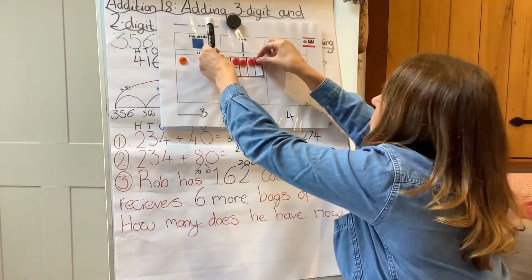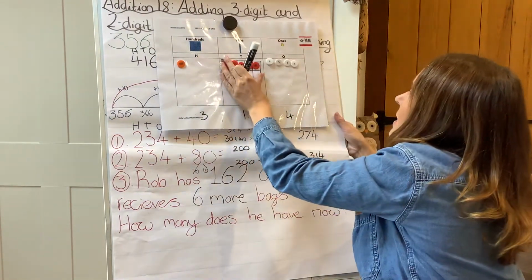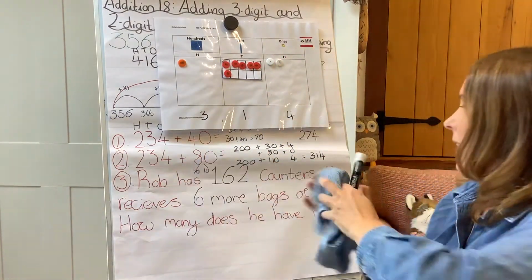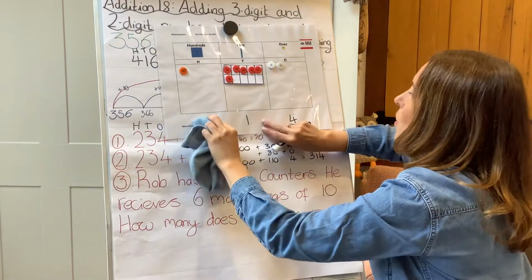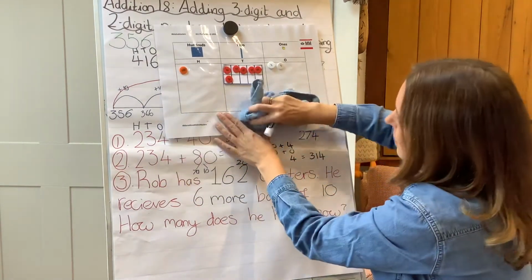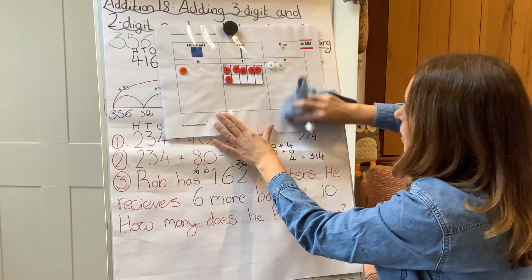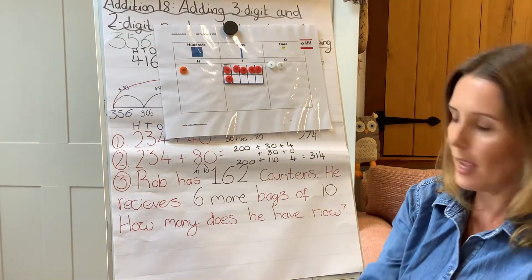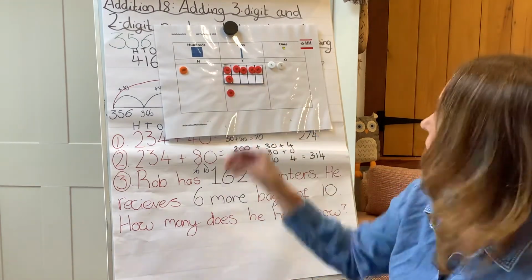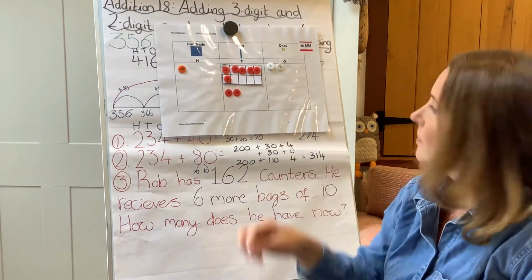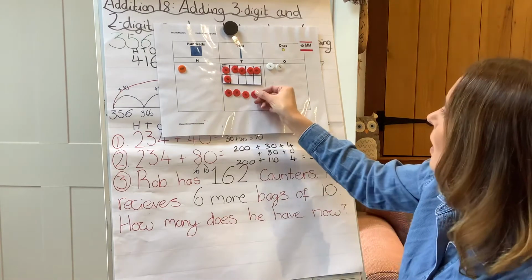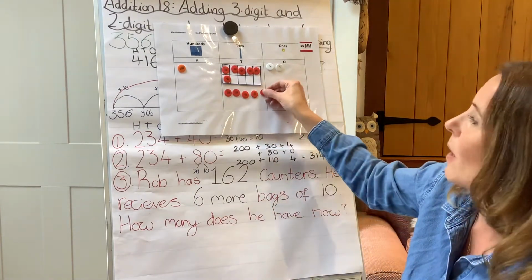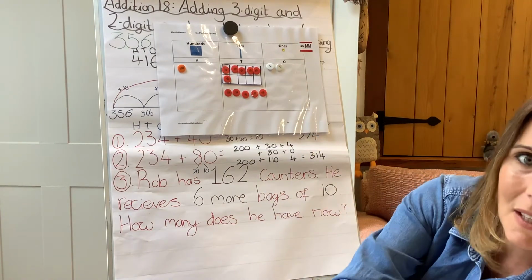So we've got our 162, and he receives 6 more bags of 10 counters. So we're going to be adding on to our tens column. But again, we can see here that when we add on our 6 tens, what's going to happen? What's going to happen when we add on our 6 tens? So pause it, have a think about that. What's going to happen when we add on our 6 tens?